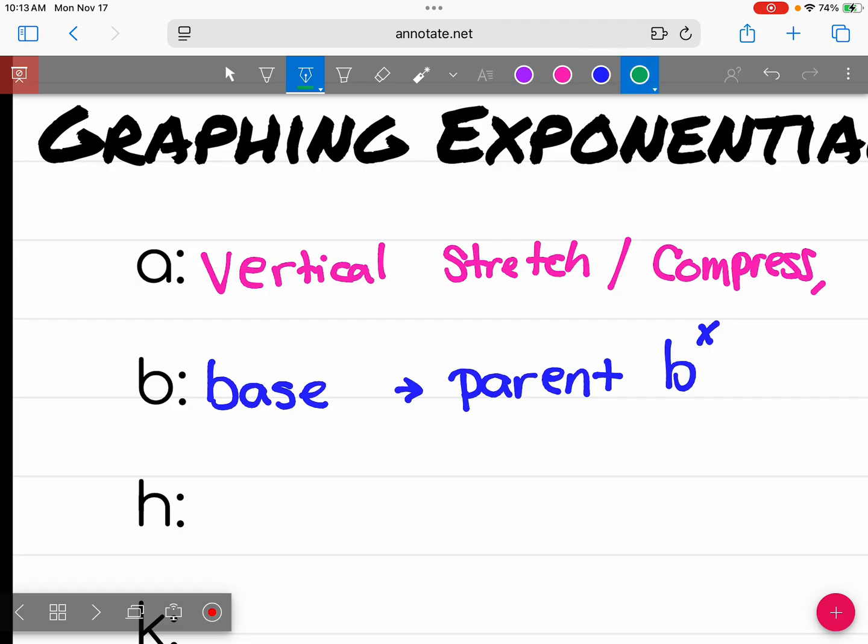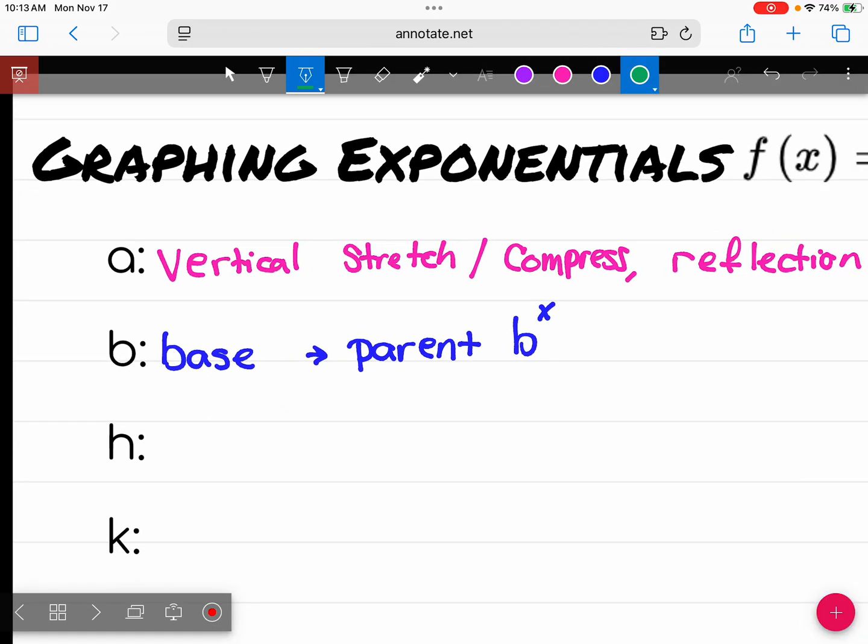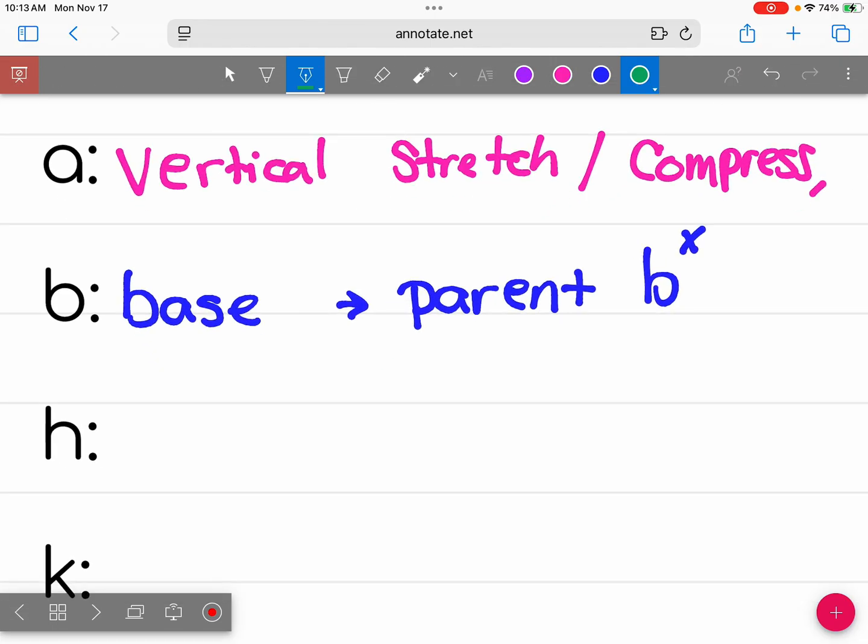h is still going to have the opposite sign as normal. It still does that ha-ha opposite. And it's still going to be our horizontal shift. Horizontal. Which I spelled wrong.